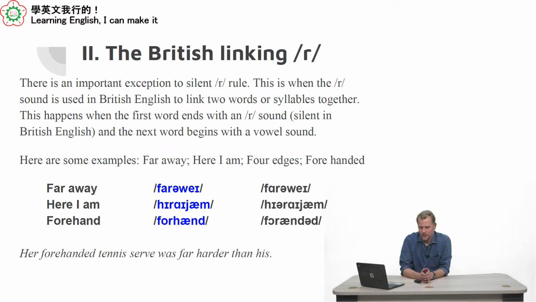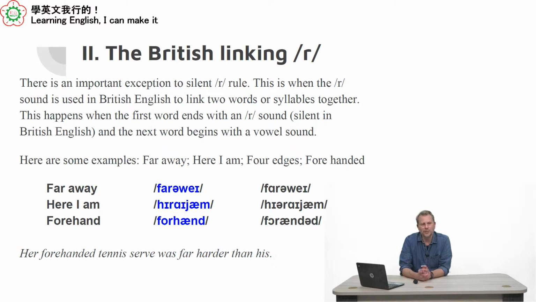The second example I have here is "here I am" in American pronunciation. And in British, the "here", of course, would have no R sound in it, so it would be "heah". But when you follow it with "I am", which begins with a vowel, that R is then inserted in. So you get "here I am", very similar to the American pronunciation.